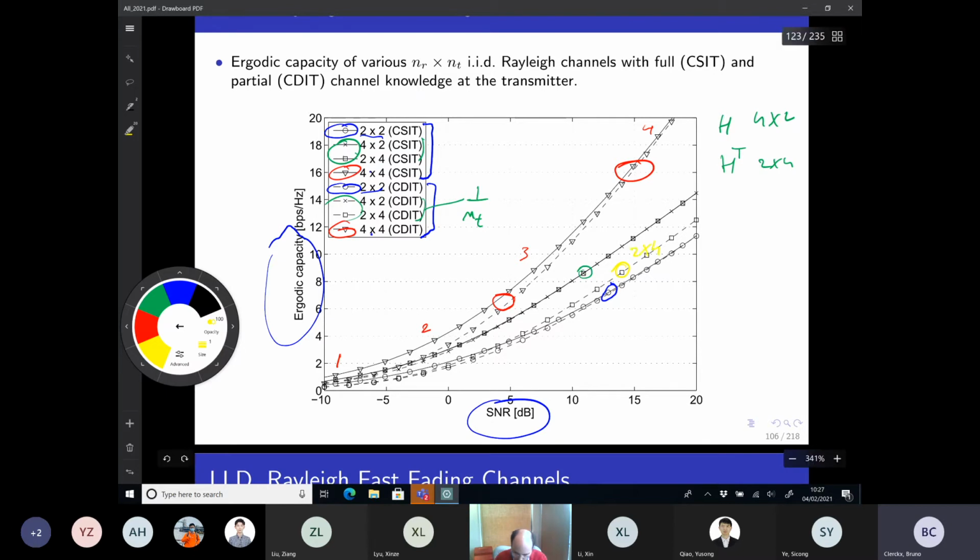And so, for instance, here, this one is a 2x4. 2 receive antennas, 4 transmit antennas. So this one, I'm not sure you see it well, actually, the yellow. Let me take the blue one here. Okay, so please.